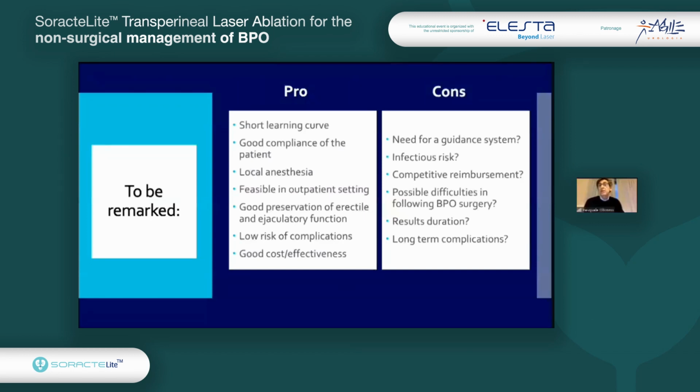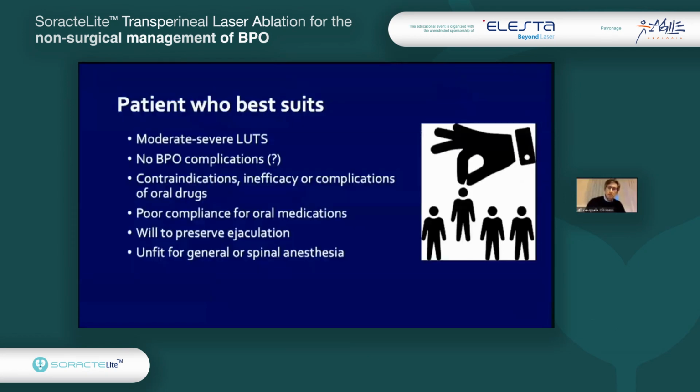I think there are also some cons. There is a need, as Pierluigi already talked about, for the guidance system, so we have to think about that. What about infectious risks? We still have to think about that. What are the possible difficulties if there is a failure and the patient needs to go for BPH surgery? What are the results in terms of durability? We only have 12 months of follow-up, so long-term complications are unknown. I think it's an evolving, very distinct procedure. And as has been said before, patient selection is paramount.